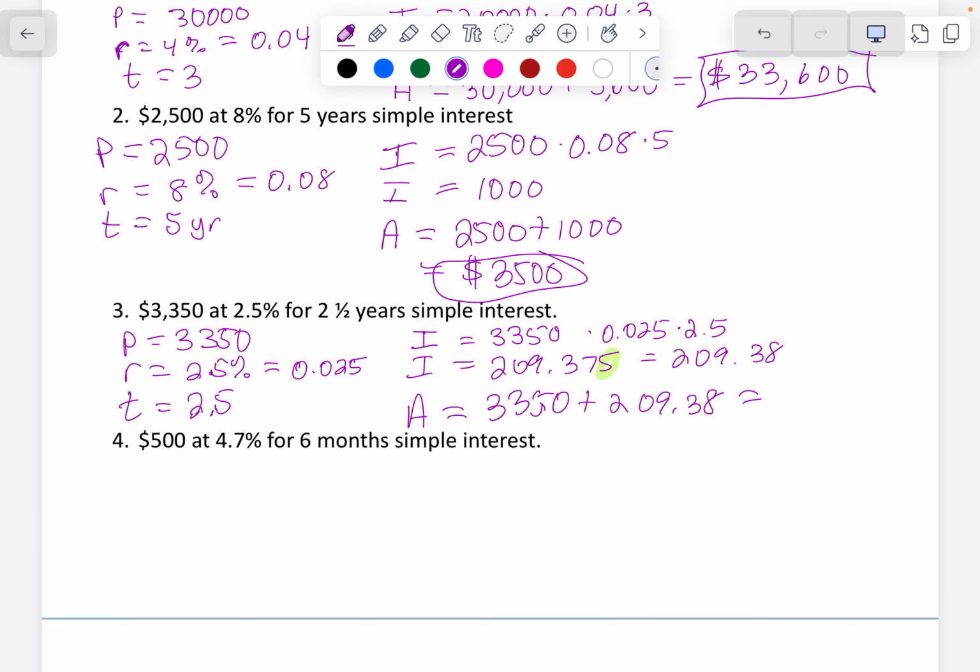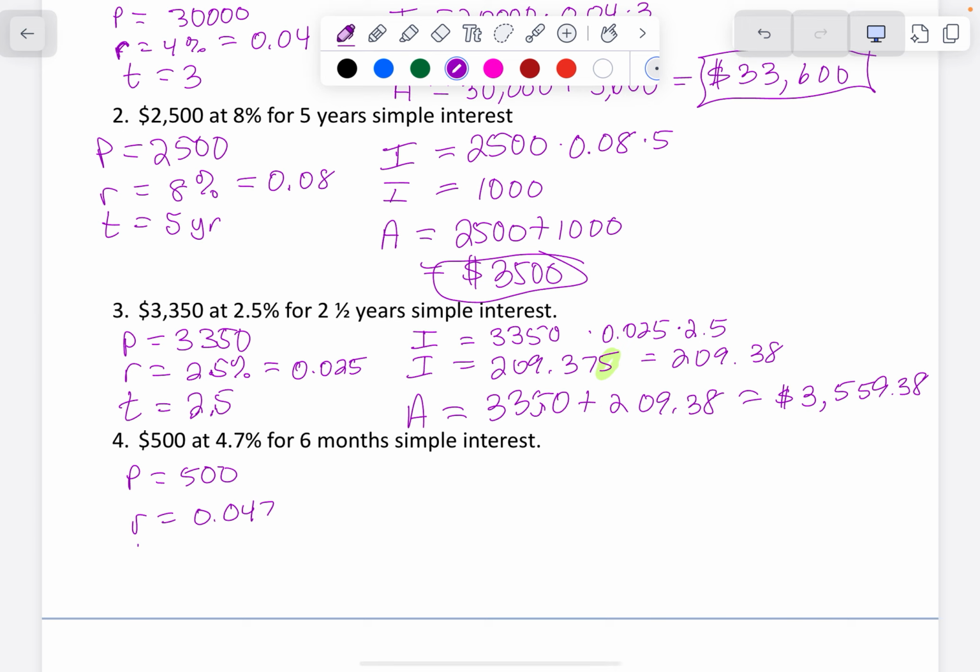And so your answer, I hope you got when you tried it yourself, was $3,559.38. Everybody good there? Okay. Now let's take a look at number 4. For number 4, our P is 500. Our rate is 0.047. So remember, you need to go under that 4 and add a 0.